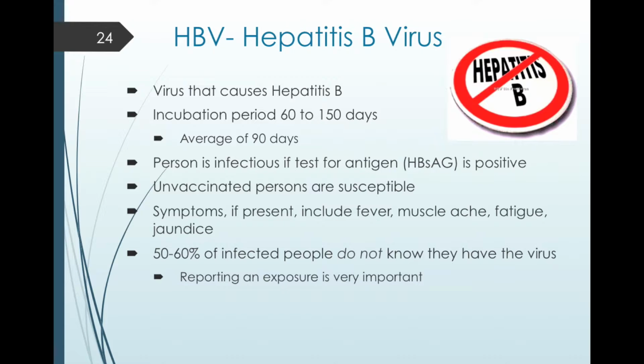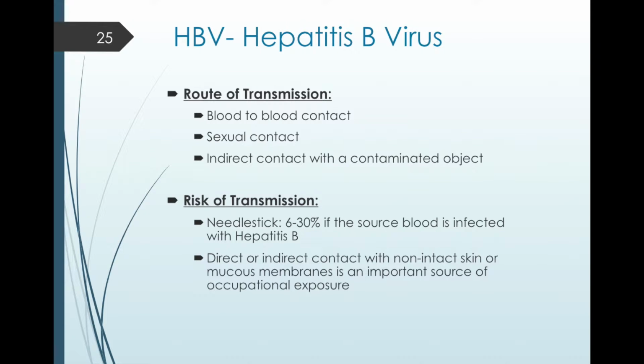So anytime you do acquire an exposure, it is very important that you report it because some patients may not know some of the diseases that they have. Routes of transmission for hepatitis B: blood-to-blood contact, sexual contact, and indirect contact with a contaminated object. Hepatitis B can live on the surface of objects. So this is important to know. The patient that had a significant amount of blood loss that got on the railings of your stretcher or on your reusable equipment, please make sure you are deconning these appropriately because they are potentially infectious.